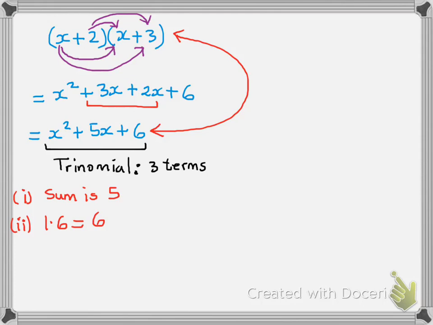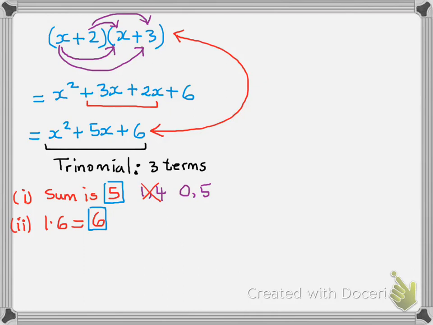Now, why is this 6? Take the coefficient of x squared, which is 1, and take the constant term, which is 6. 1 times 6 is 6. So the numbers we're going to look for must multiply to 6 and must add up to 5. Let's see what numbers will do this. 1 and 4 add up to 5, but 4 times 1 is not 6, so that's not going to work.